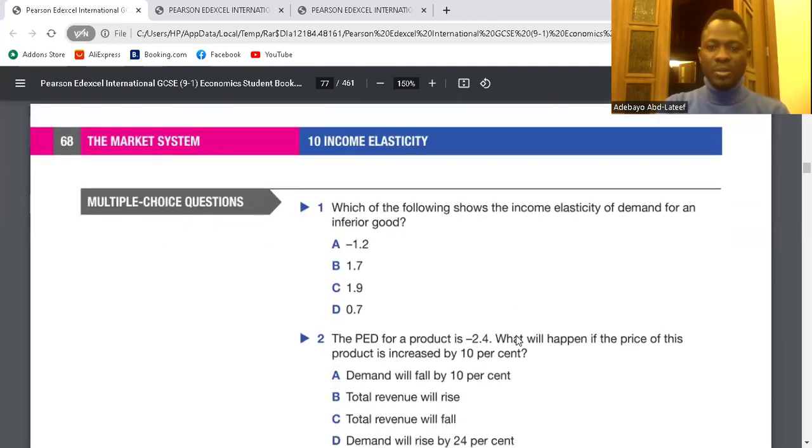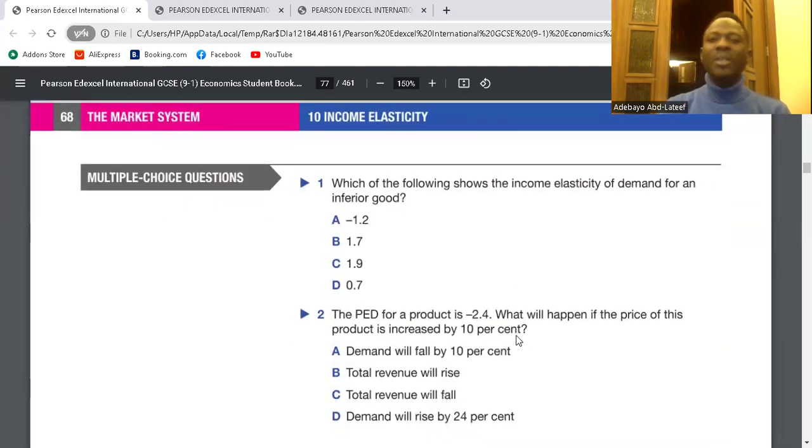Multiple choice question. Now I believe you should be able to answer the question. Which of the following shows the income elasticity of demand for an inferior good? A. Negative. It has to be negative. Was that the question you were looking for before? No, it was the second one. Okay, now let's go to the second one.